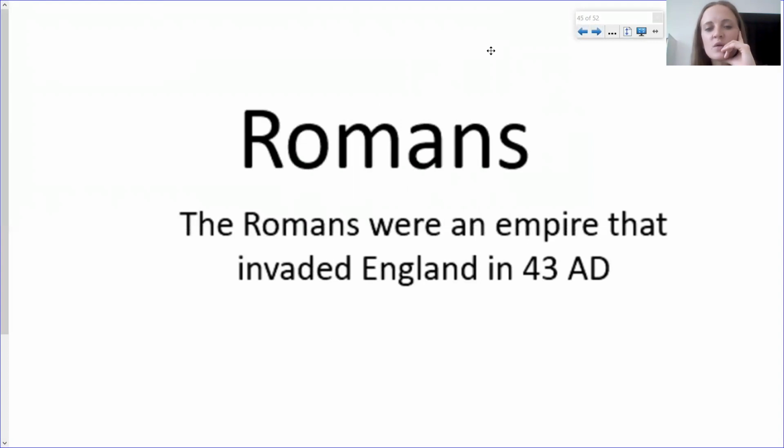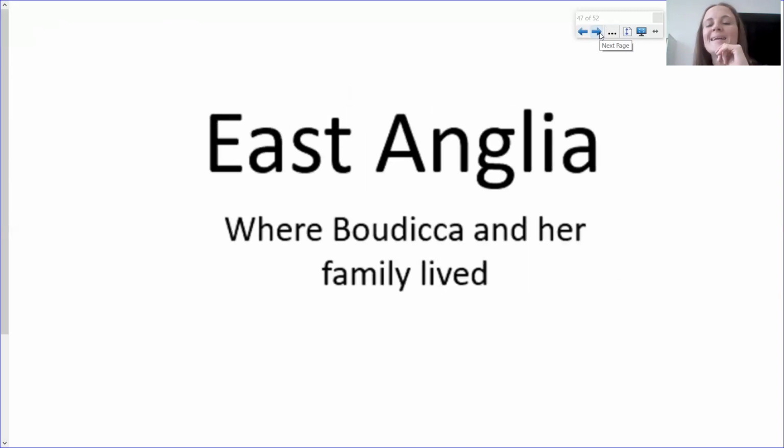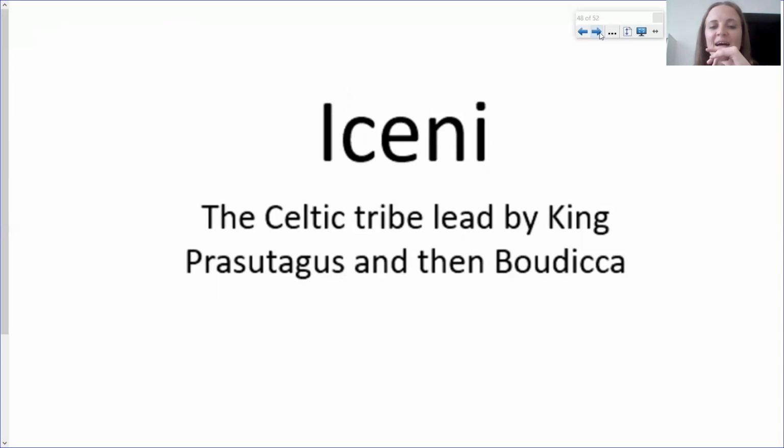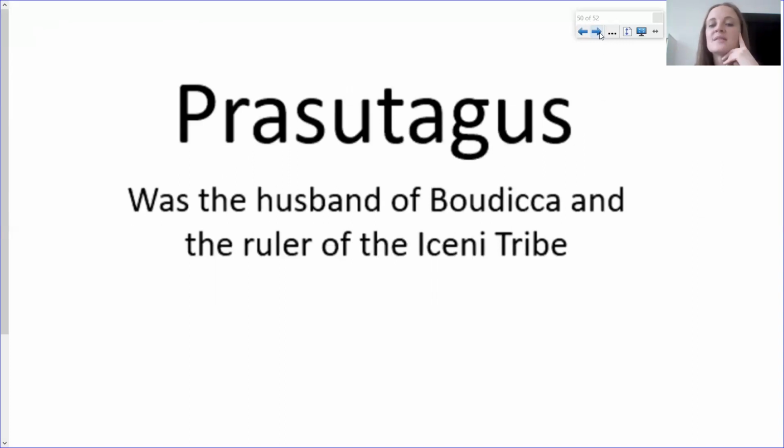The Romans were an empire that invaded England in 43 AD. Agreement, to come to an understanding. East Anglia, where Boudica and her family lived. Iceni is the Celtic tribe led by King Prasutagus and then Queen Boudica. And Boudica was obviously the queen of the Iceni tribe. And Prasutagus was the husband of Boudica and the ruler of the Iceni tribe. So those two weren't on the list in the beginning, but you can add those in.